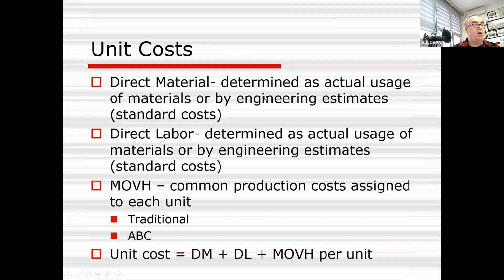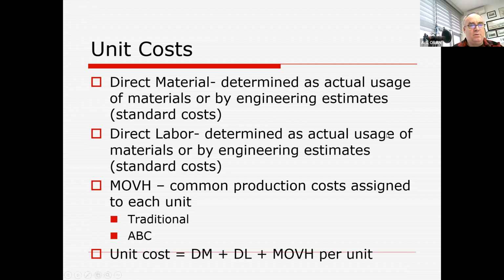Which brings us to our unit costs. So this is how much that product is actually costing us. What's included in this? Direct materials: actual usage of materials, or by the engineering estimates. So for this mug, we will use this much wood, this much metal, this much paint, on standard cases, because you could actually measure for every single cup being produced, but it would probably cost too much. An estimate might be more than enough to do a good job in estimating the direct materials per unit.